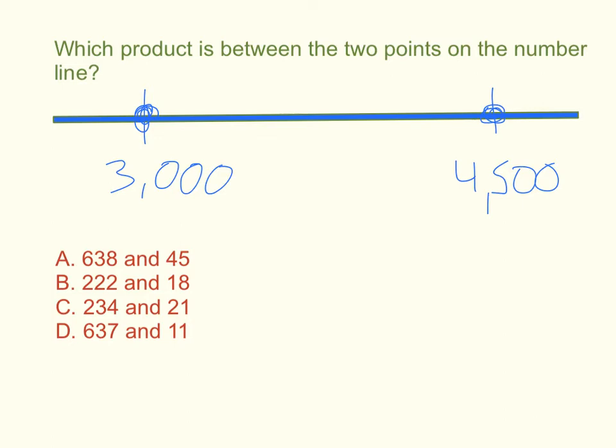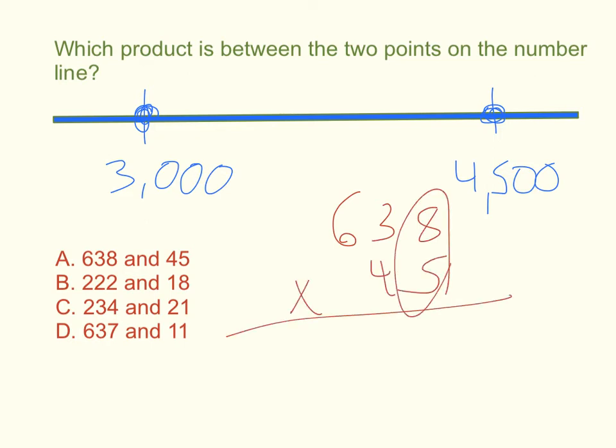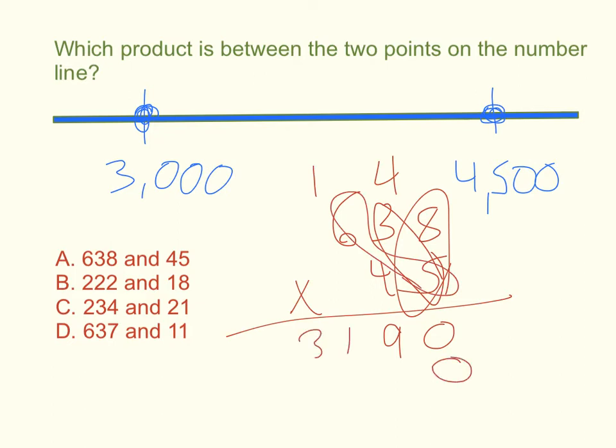Alright, so hopefully you've solved those. I'll walk through the first two examples just to model multiplication one more time for you. So 638 times 45. 5 times 8 is 40. 5 times 3 is 15 plus 4 will give you 19. 5 times 6 is 30 plus 1 would be 31. Move over, add a 0.